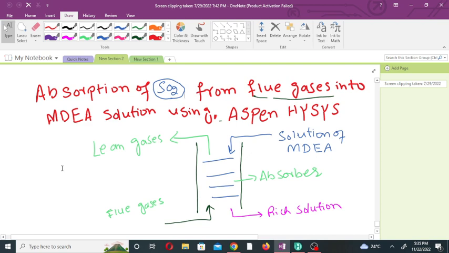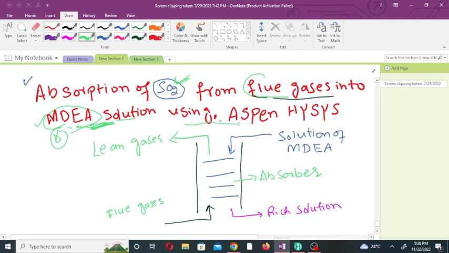So in this lecture we will discuss the absorption of sulfur dioxide from flue gases into methyl diethanol amine. Methyl diethanol amine is a solvent. We will absorb sulfur dioxide gas into the methyl diethanol amine solution. This solution will be made from methyl diethanol amine plus water. So we will prepare this solution and absorb sulfur dioxide gas from flue gases into it.